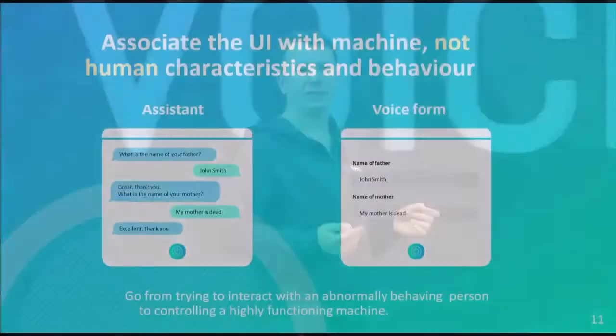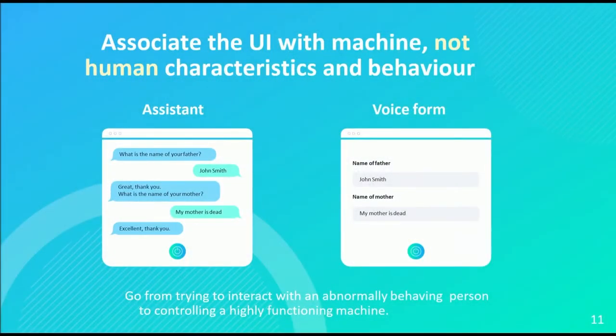Now, the alternative approach is to add a screen and show the user what they can actually do. And you can leverage standard graphical user interface elements. It's just important to communicate to the user that they are interfacing with and using a machine that is really, really good at what it's doing rather than trying to impersonate a person. So you're basically going from trying to interact with an abnormally behaving human person to actually creating machines that work really, really well.